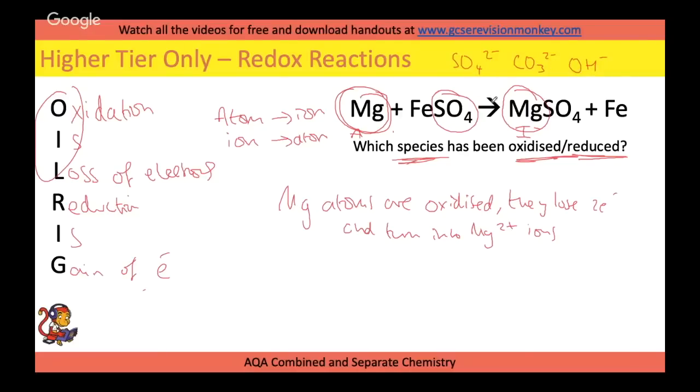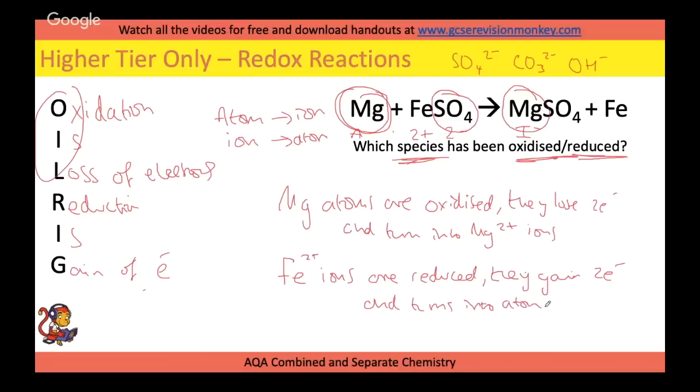learning for your exam. So then we can write, if we were asked to write about reduction, the iron ions, so Fe2+, because if that's 2-, that's got to be 2+ to balance it out. Iron ions are reduced. They gain 2 electrons and turn into atoms. Okay, so that's redox reactions. The sulfate ion just stays the same. It's an ion there and it's an ion there.